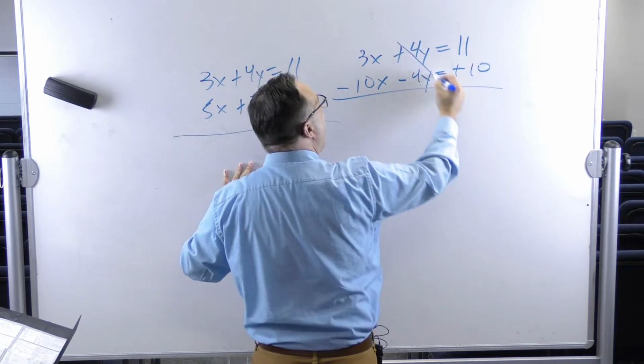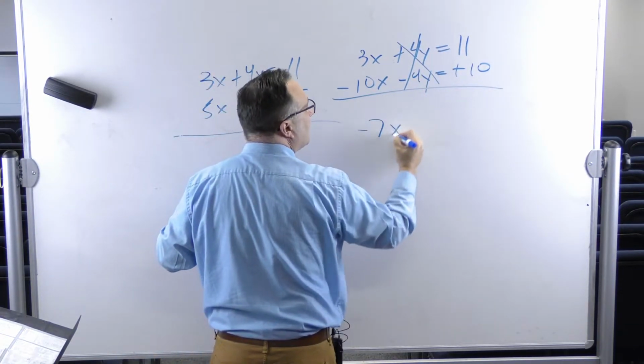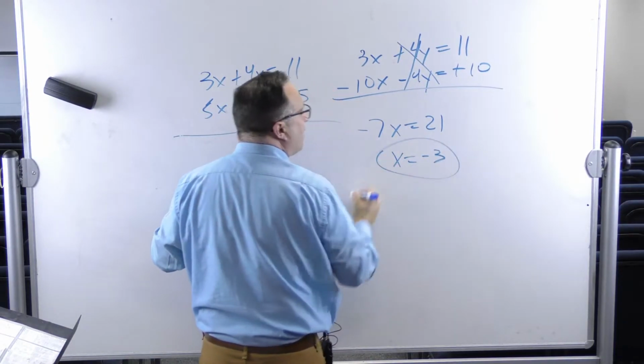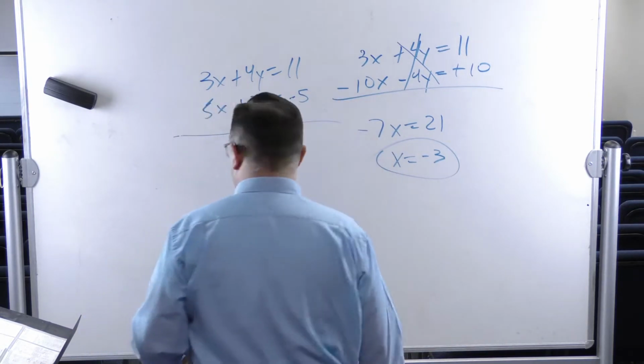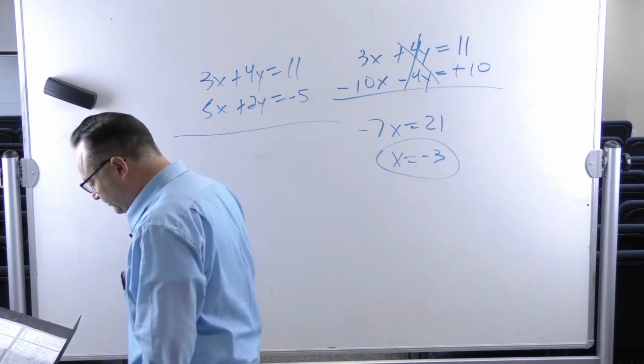And now the 4's can cancel out, right? Now I have a -7x equals 21. X is going to equal negative 3. I won't solve that because you know how to do that, hopefully. If you don't know how to do that and get negative 3, then we're a little bit advanced beyond you. So that's how you do that one.